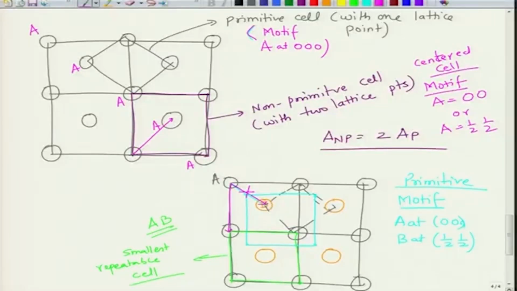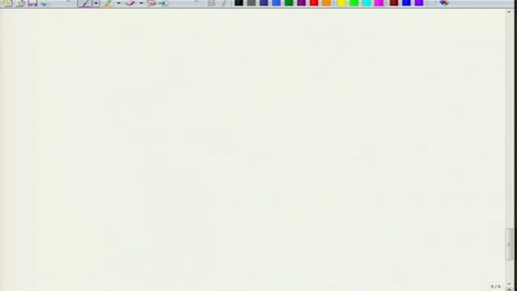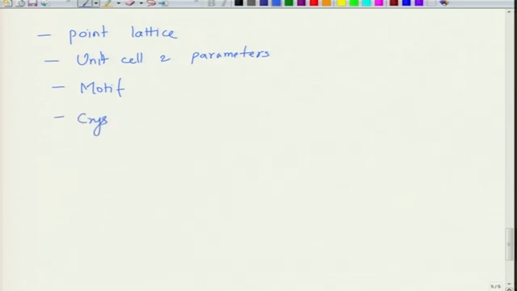So, basically motif is also called as basis. So, motif or basis, when you combine it with the periodic point lattice, it makes what is called as a crystal lattice or crystal structure. So, what do you know now? You know what is point lattice, you know what is unit cell and parameters. We also know what is motif, and we also know what is crystal lattice.